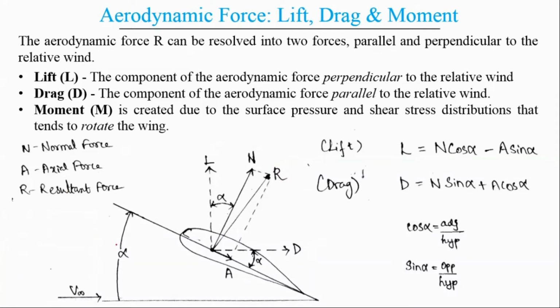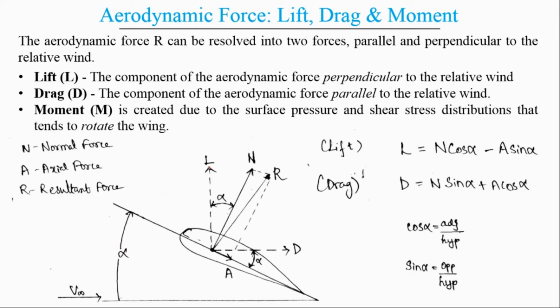Now, as I said, let us consider a wing or an airfoil at a particular angle of attack, and there is a free stream velocity which is approaching it. So, as I said, there are normal force and axial force, which causes a resultant force. Now, if I need to obtain the lift and drag, which are the components or resolutions of the resultant force, I can obtain it by using basic trigonometry.